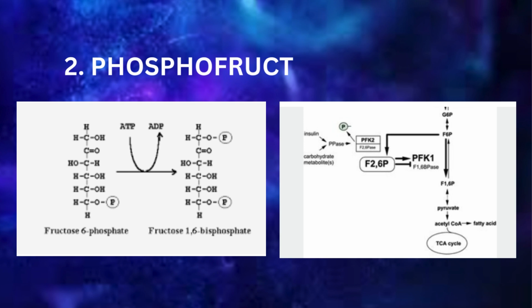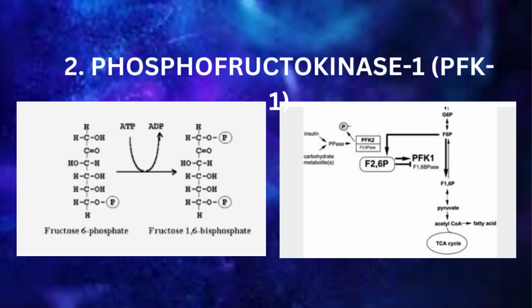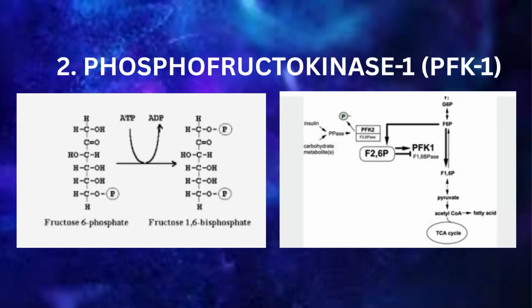2. Phosphofructokinase 1, PFK1. PFK1 catalyzes the second irreversible step in glycolysis. The most important activator of this enzyme in the liver is fructose 2,6-bisphosphate, which is produced by the action of PFK2 enzyme activity. Other important activators of PFK1 are AMP and ADP. Important inhibitors of PFK1 are citrate and ATP.